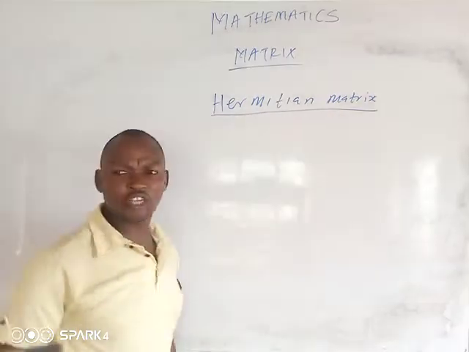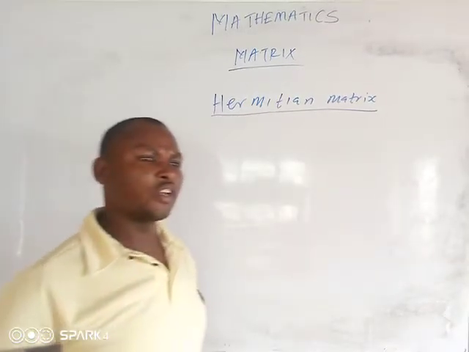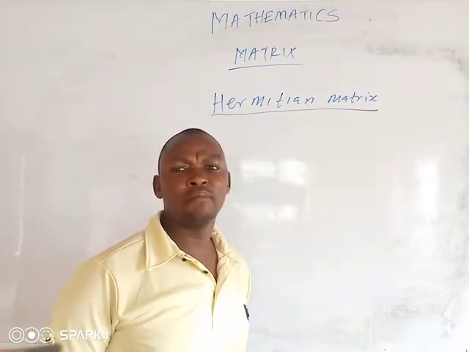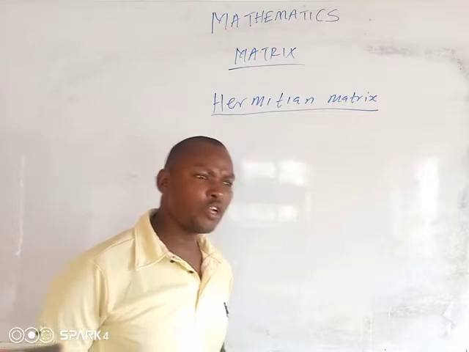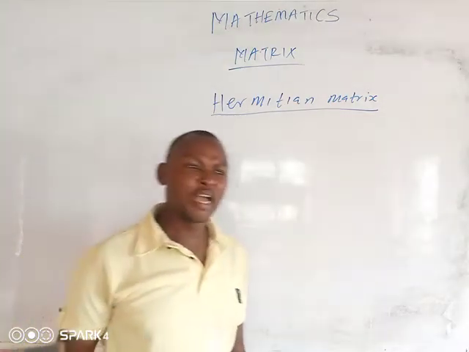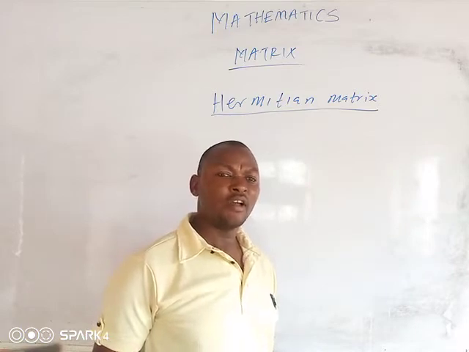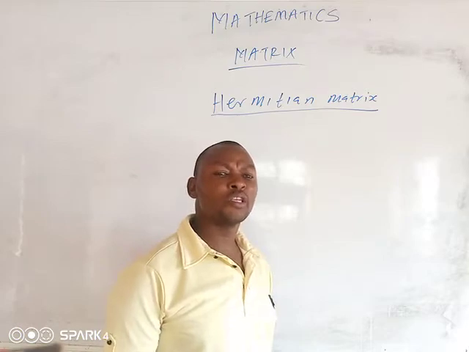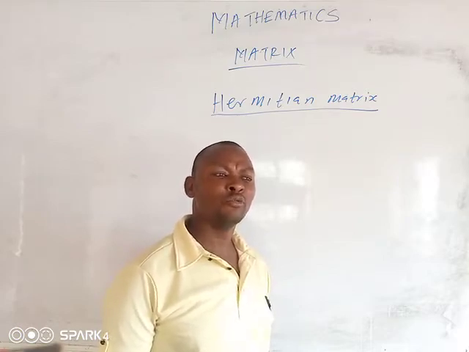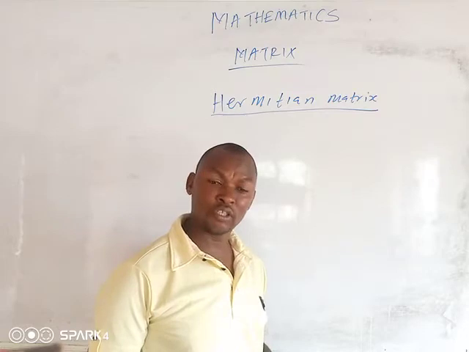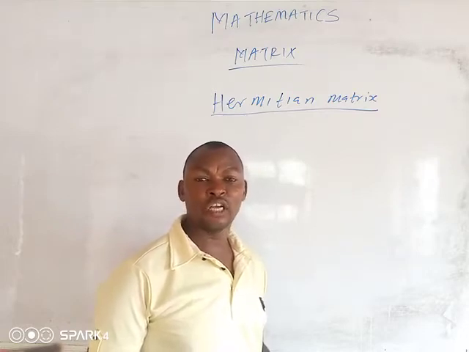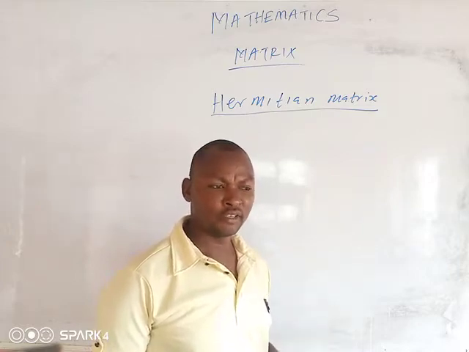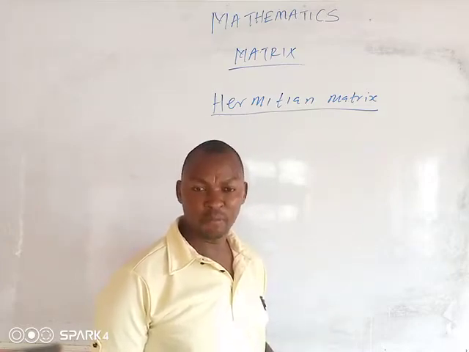Hermitian matrix is just talking about complex numbers. If we have a complex number, then we say we are having Hermitian in the sense that we use a negative sign to multiply through, and we are able to transpose it. If you transpose it and it gives us the same thing, then we say we are having Hermitian.